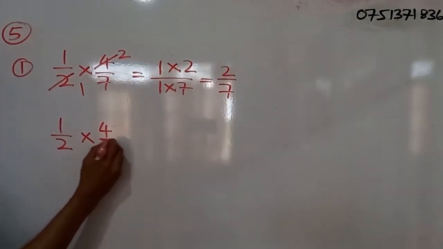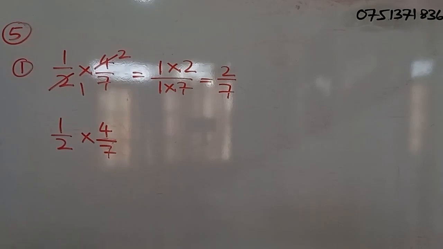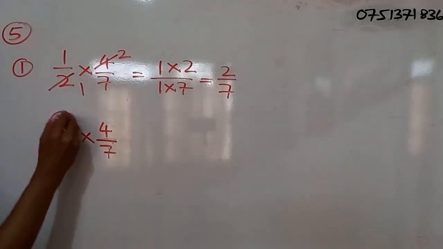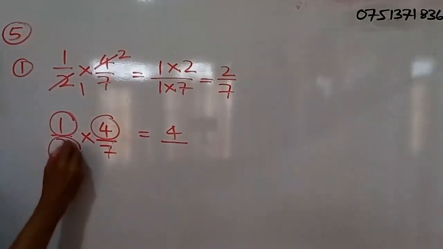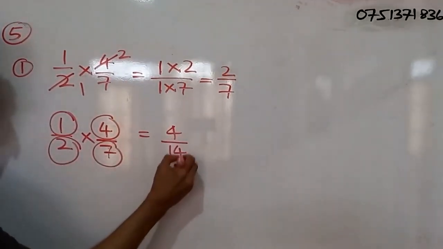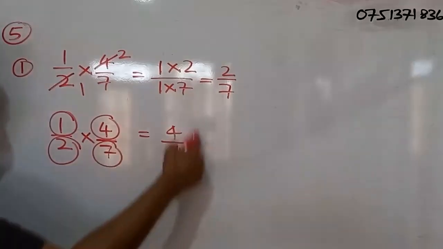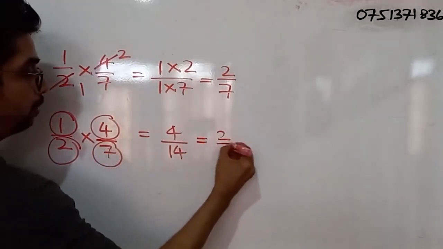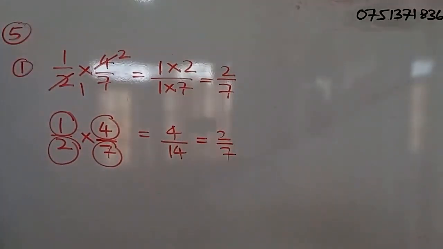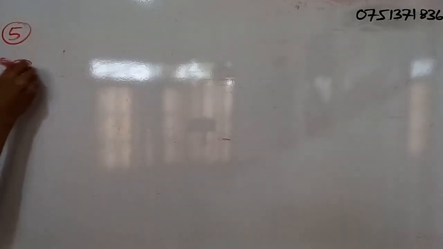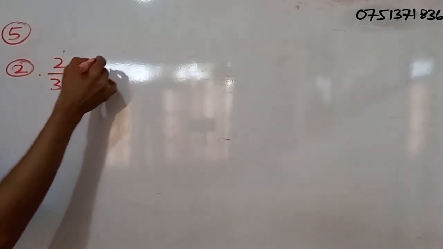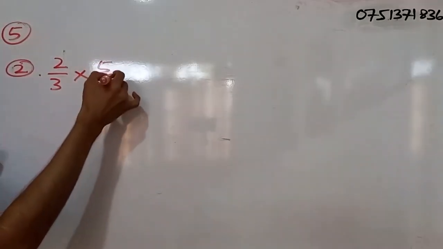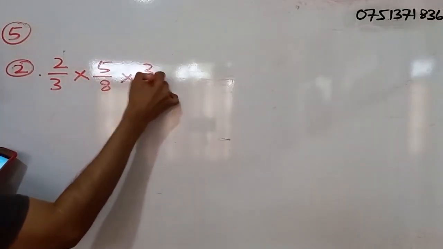And there's another way, 1 by 2 multiplied by 4 by 7. So here we simply multiply the numerator by the numerator. So 1 times 4, we know that is 4. And the denominator by the denominator. So here we get 14. Now we have to simplify this answer. Then we get what? 2 by 7. We have 2 by 3 multiplied by 5 by 8 into 3 by 10.